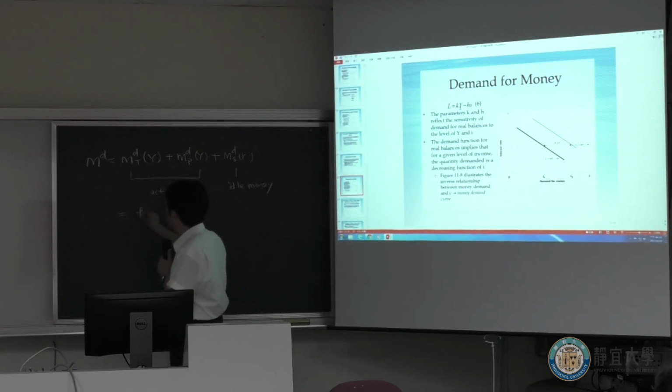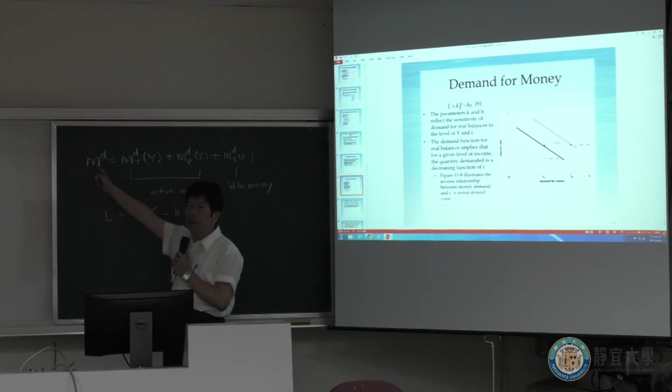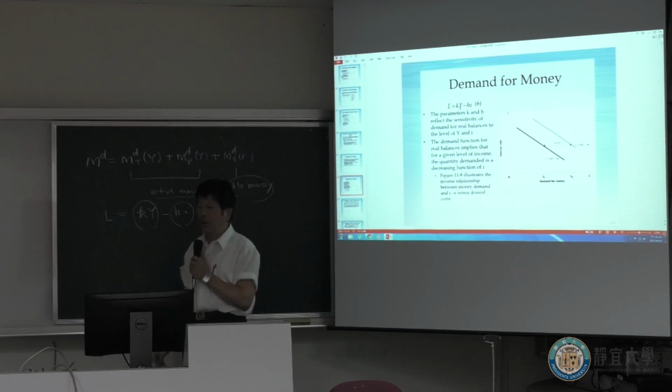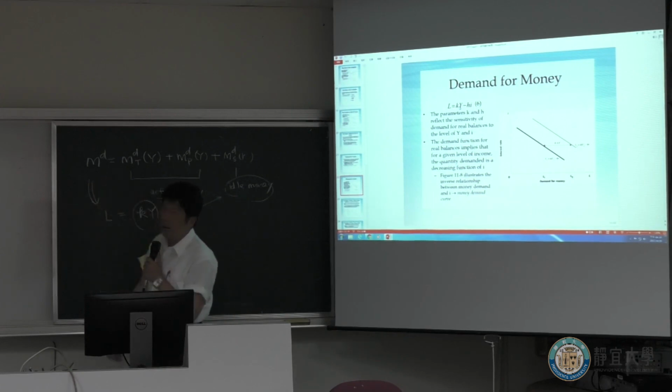So actually, we can try to revise. This one is from the small k times y, okay? And this is h times i, okay? So then you can draw this arrow. Actually, the arrow represents the money demand, okay? And ky represents active money, okay? And hi represents idle money, okay? And after that, you can see this is the money demand.